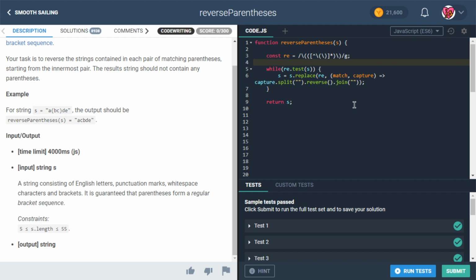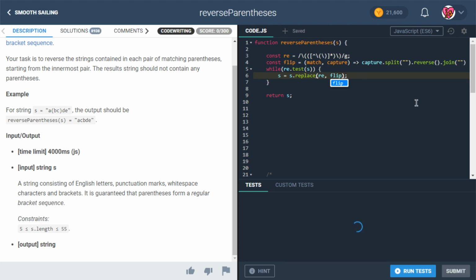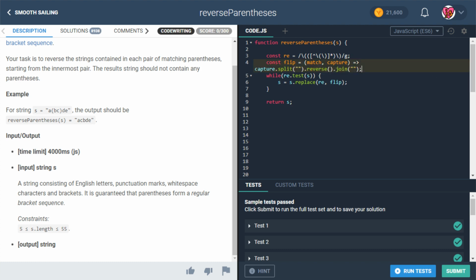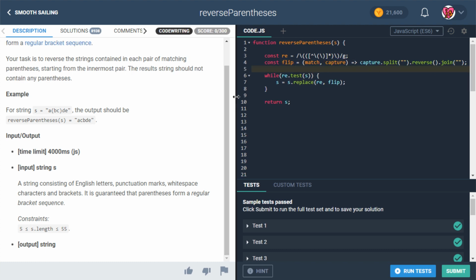Okay, so then what else could we do with this? Well, I guess we could do something like this. We could say const flip. And flip is just going to be this function right here. I mean, this is what flip is doing. It's flipping these things, right? So then I'll put flip in here. Okay, great. And let's just do this. Oh, come on. There we go. All right, so that's working good, I think.